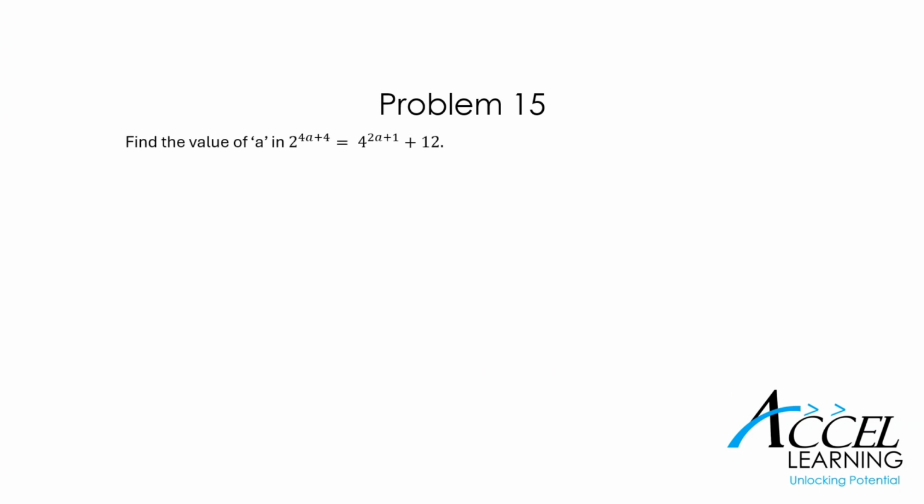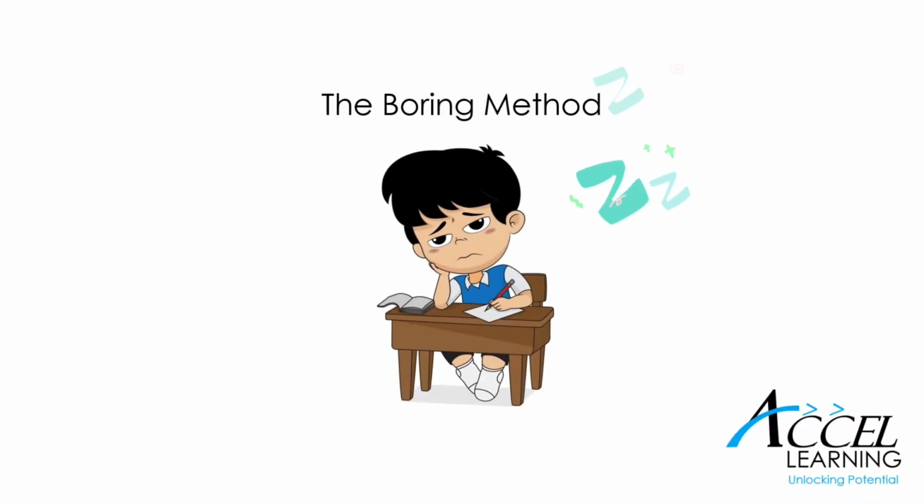Find the value of a in 2 raised to 4a plus 4 equals 4 raised to 2a plus 1 plus 12. A, 4. B, 2. C, 1. D, 3. E, 0. Let's see how most people solve this kind of problem, the boring method. Here's the same question. Pause the video now to see if you want to solve it first before we do.